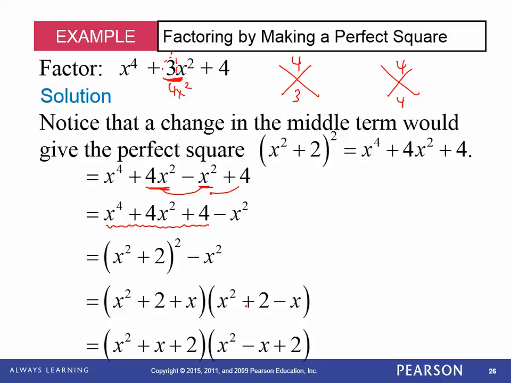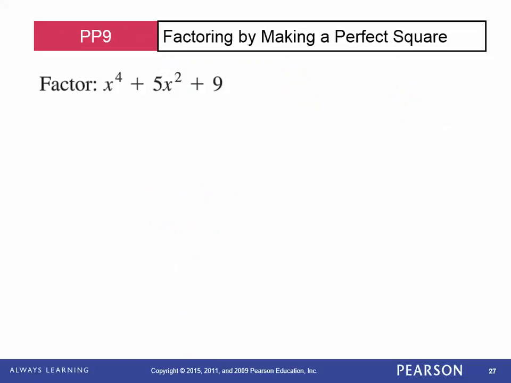Okay, let's try it. I know these are more of the challenging ones here, so let's try this: x to the 4th plus 5x squared plus 9. All right, so I'm thinking to myself, I see the x to the 4th, I see the 9 at the end, and that 5 is not happening here.